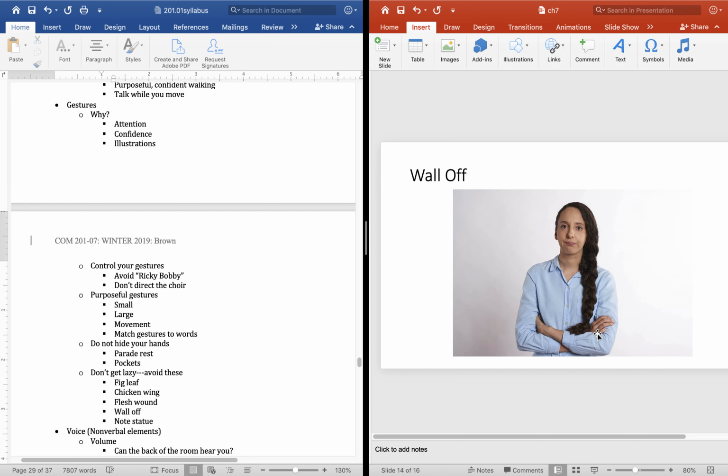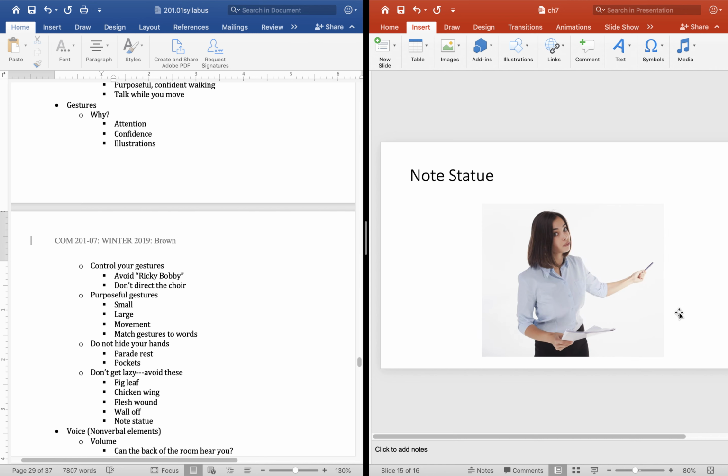Next to last, the wall off. Don't wall yourself off. That one seems pretty obvious. And then the note statue. What I mean here, there's nothing wrong with what this speaker is doing, but we see her notes in her hand. What I can tell you I've seen so many times are people who will move around the room. This hand will gesture in a very effective way. They make eye contact, but this arm just is like it's in a cast. It's locked. And that's where that stays. You don't want to do that.